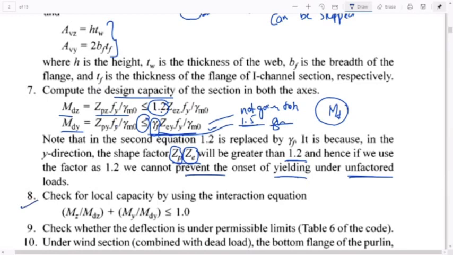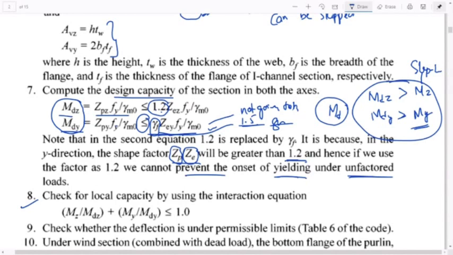And now the next case. But here in step 7, you have to check that Mdz should be greater than Mz, which we calculated in step 2, I think, and Mdy should be greater than My, which we calculated. This is the important condition that has to be satisfied in step 7.